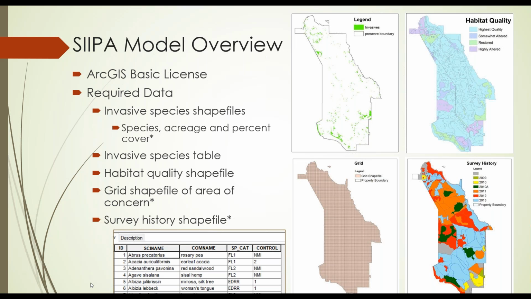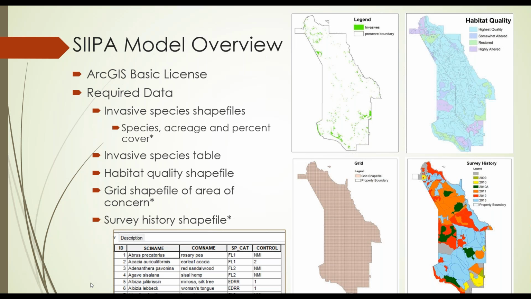So what do you need to run the tool out of the box? It's built to run currently with just an ArcGIS Basic license. And your input data, you need an invasive species shapefile that has at the bare minimum a species designation, and ideally also acreage and a percent cover class estimate, which is essentially the density for that species within the acreage.